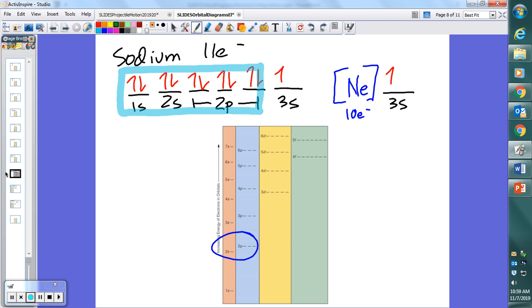Noble gas notation still works in electron configurations. So we can start off sodium with neon in our square parentheses. And then we can pick it up from there. Okay?